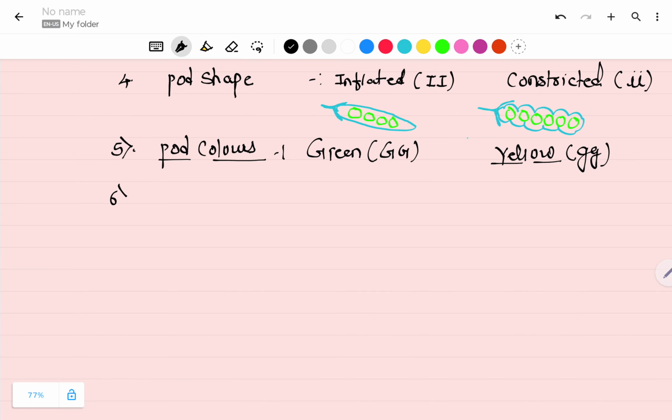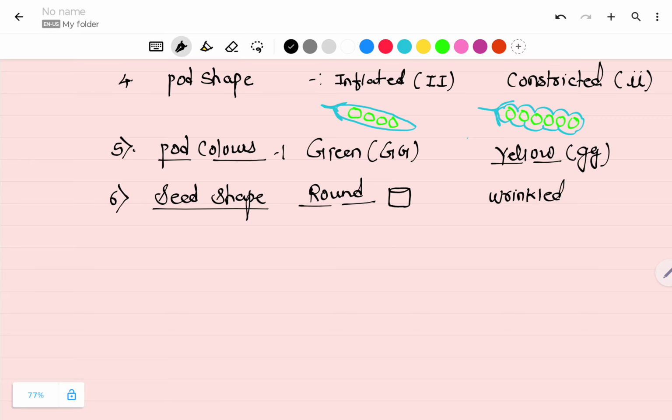Now the sixth trait studied by Mendel is the seed shape. The seed has two types of shape. One is round, which looks like this form. These are the round shape. And second is wrinkled, which looks like this form. So these are the wrinkled seeds.